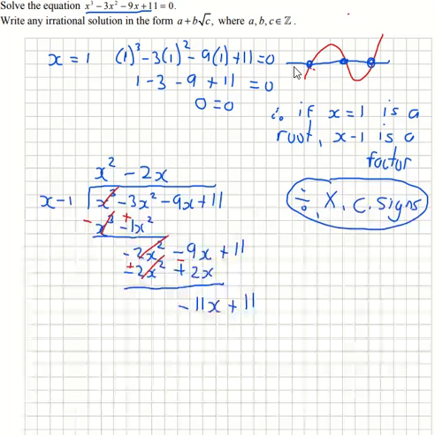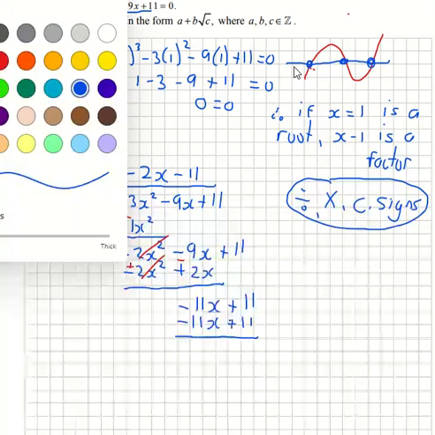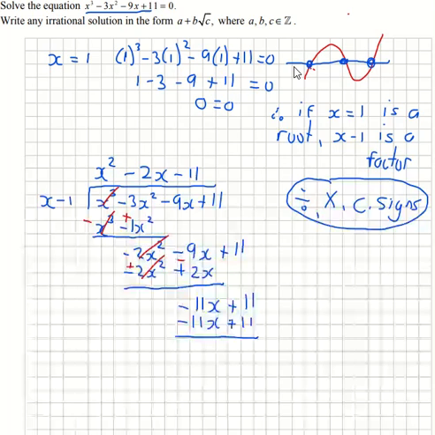Repeat the process, so x divides into minus 11x and gives me minus 11. Multiply minus 11x and then minus 11 by minus 1. So that's a plus, yep, minus by minus is a plus. Change the signs again. So if it's a minus, change it to a plus. If it's a plus, change it to a minus. So they go, and they leave me with a remainder of 0.